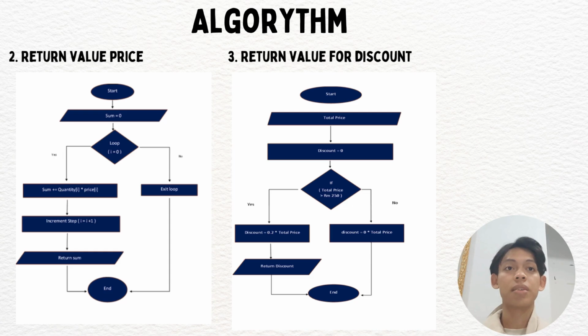Alright, so the second is the return value for discount. Of course it starts with start, and total price, discount equals 0. If the total of all prices exceeds 250 ringgit, then it will go through the discount function, which is discount equals 0.2 multiplied by total price, and then it will return the discount to the main function. If it does not exceed 250 ringgit, then it will just directly end the process.